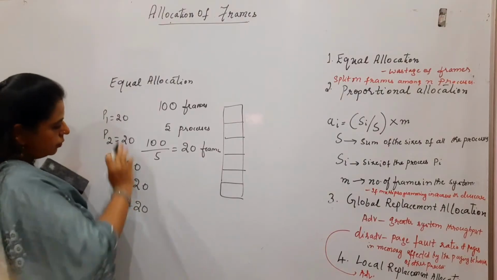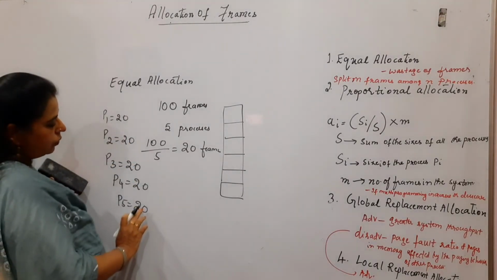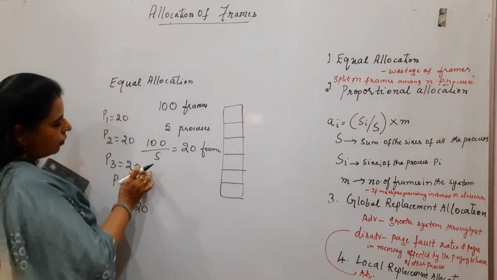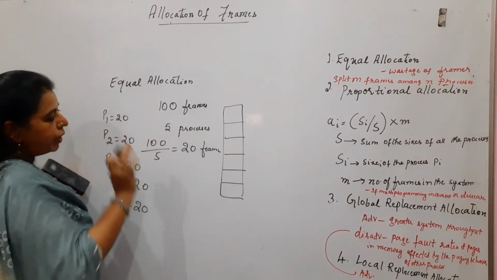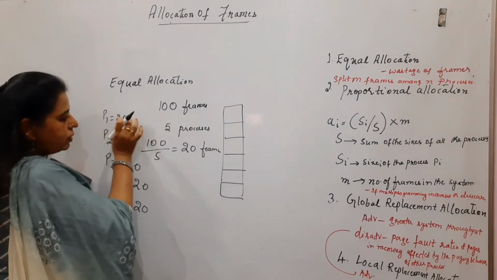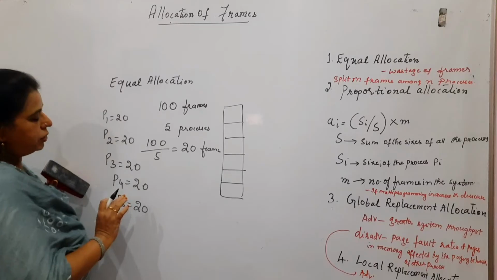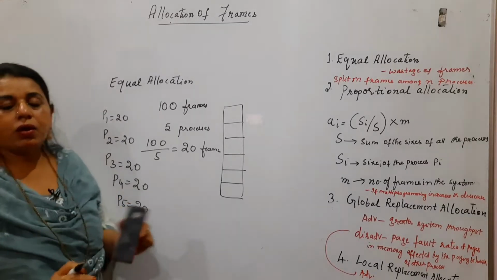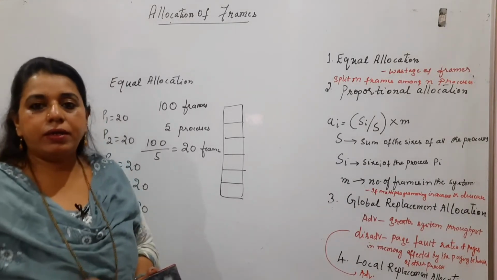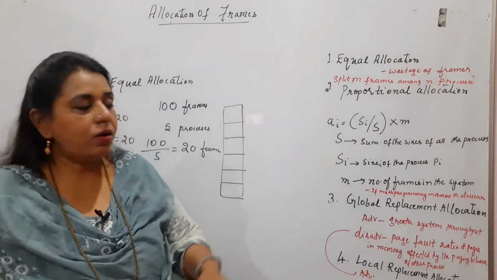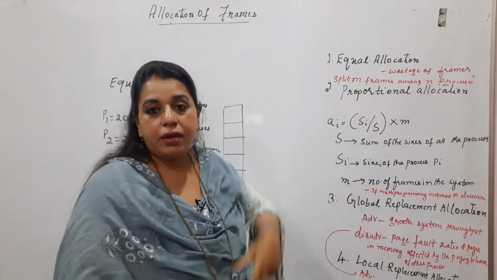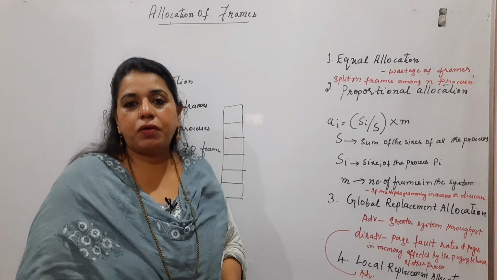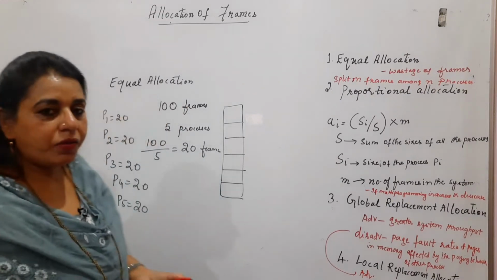In this, let us assume there are 5 processes which are getting executed. For each of the processes, 20 frames are allocated. Now the processes have to make use of these 20 frames to complete their execution. This algorithm, equal allocation, has got one disadvantage. What I have written here in short notation is wastage of frames. Why are we telling wastage of frames?